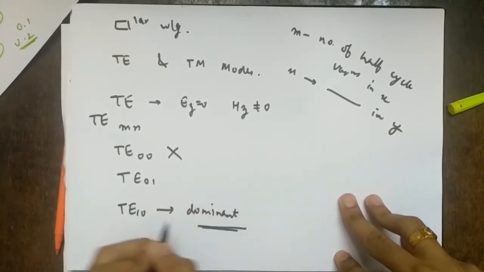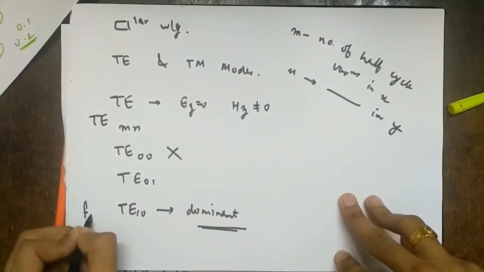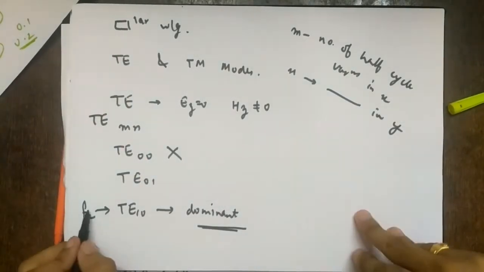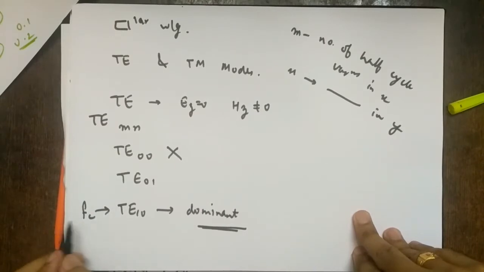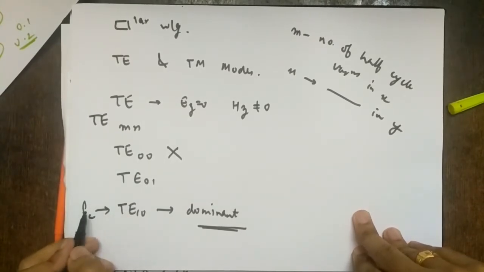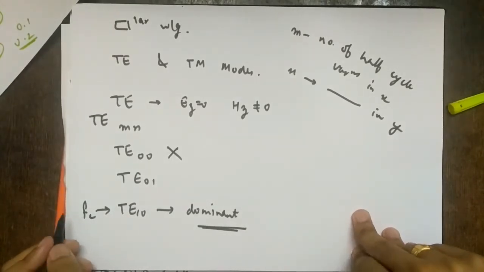Why do we call this the dominant mode? Because its cutoff frequency was the lowest for the rectangular waveguide, right? And what is cutoff frequency? Below this frequency there is no propagation. Whatever you do, the wave won't propagate inside the waveguide. So this is the bare minimum frequency we should have for propagation, right?